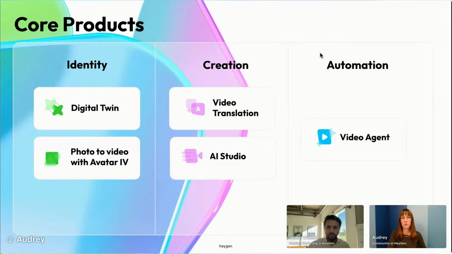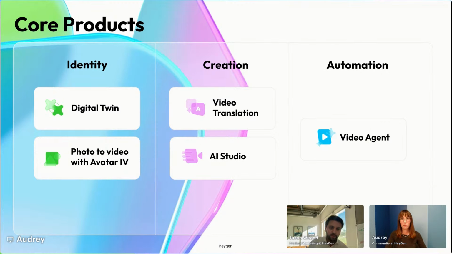The way that we're able to do this is we have, let's say, 3 sets of core products. We have the visual identity layer, we have a creation layer, and an automation layer. Assuming most people here at least have a cursory understanding of HeyGen, our flagship products are digital twin and photo to video with Avatar 4. Avatar 4 is our state-of-the-art avatar engine. Digital twin is based on 2.5 to 3 minutes of recorded video from yourself, and it creates the most realistic, lifelike avatar in the market.